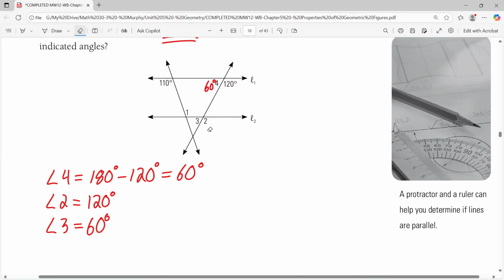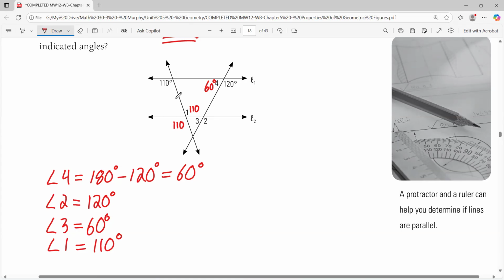And our last one, number 1. If this is 110, and we're just focusing on this transversal, don't worry about this other one in the triangle that it makes. It's just trying to confuse you. This 110 is corresponding to right here. And then alternate angles, so directly across, should be identical. So angle 1 is 110. So we didn't have to measure any of those as long as we knew what these two were. We could solve the rest of it.